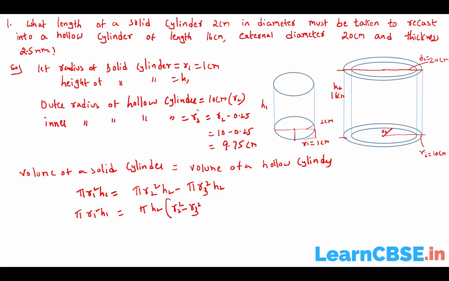Sorry, this is r2 and this is r3, because r2 is the outer radius, r3 is the inner radius. r2 square minus r3 square. Pi gets cancelled. r1, 1 square into h1 equals h2, 16, into r2, 10 square minus 9.75 whole square.